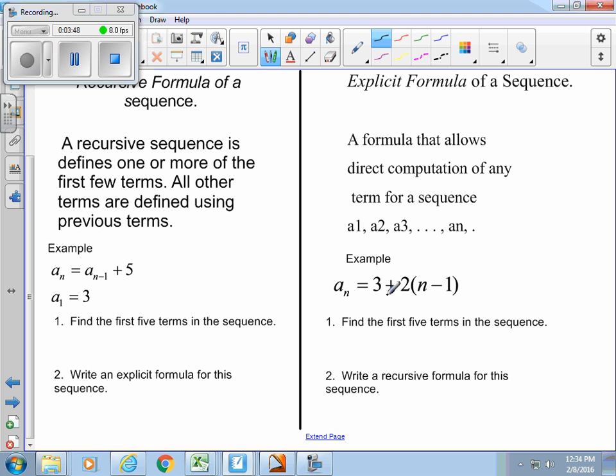Okay, and then explicit formulas, the beauty in an explicit formula is that you can find any term. The bad thing about an explicit formula is sometimes it's hard to write. Not with arithmetic, but sometimes with other sequences, explicit is hard to write. Okay, any questions about this slide?